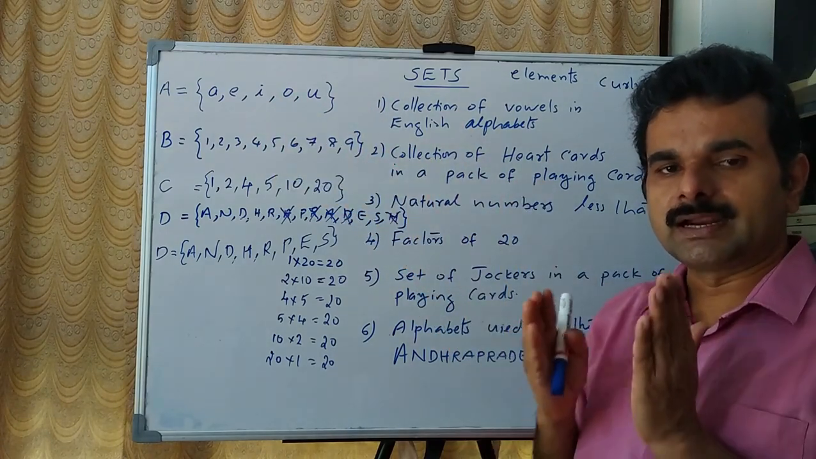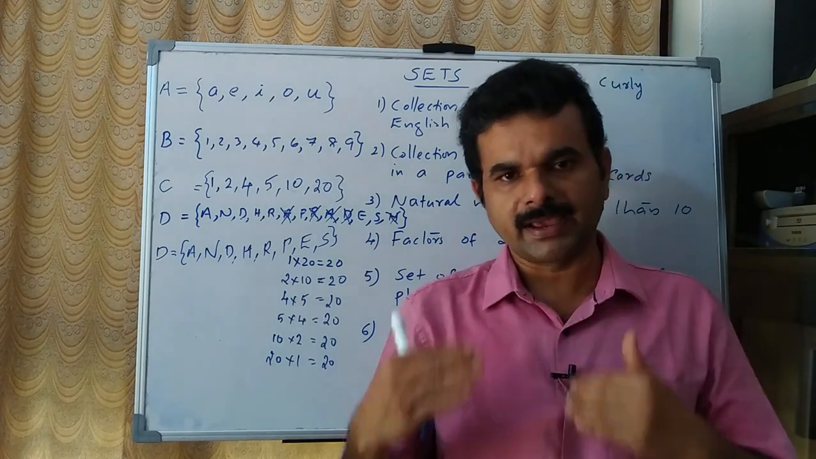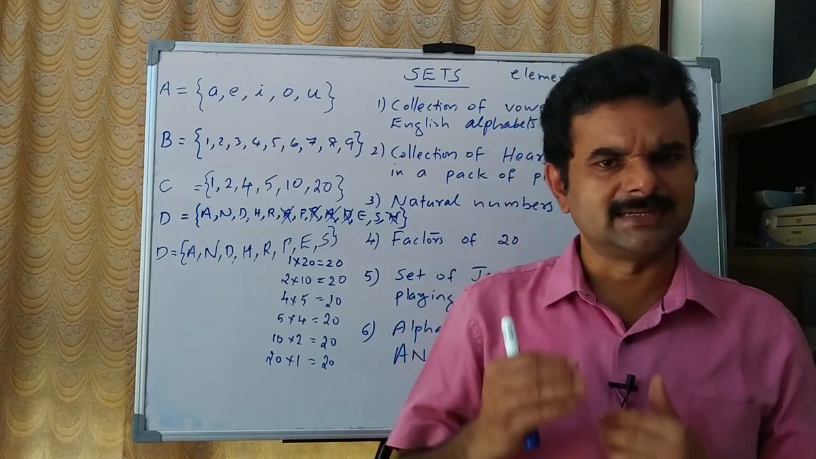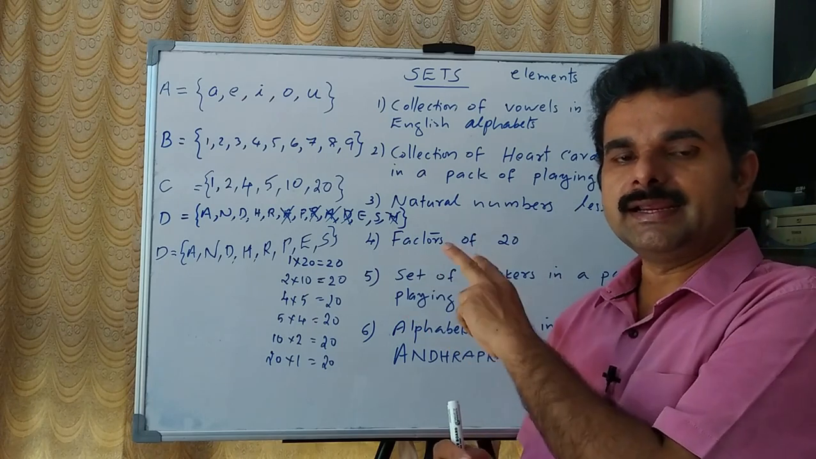So collection of all heart symboled cards from a pack of playing cards is an example for a set, because what? This group is clearly defined.